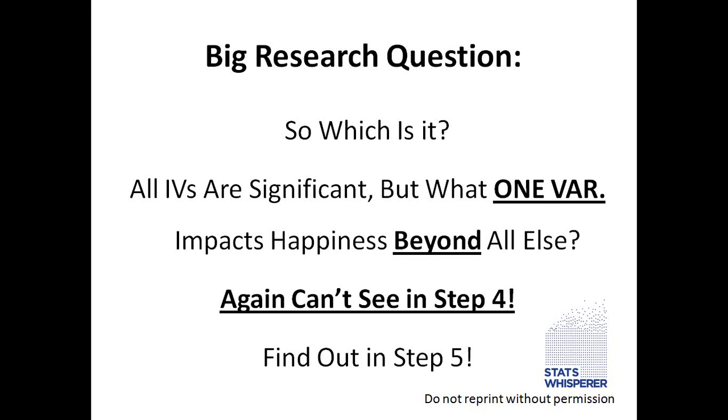And again, which is it? All the independent variables are significant, but which one variable impacts happiness beyond all else? Again, we can't see it at this step. We can only see that everything's related. We can't see which is related more than anything else, but we will be able to find it in step 5. And that is the end.